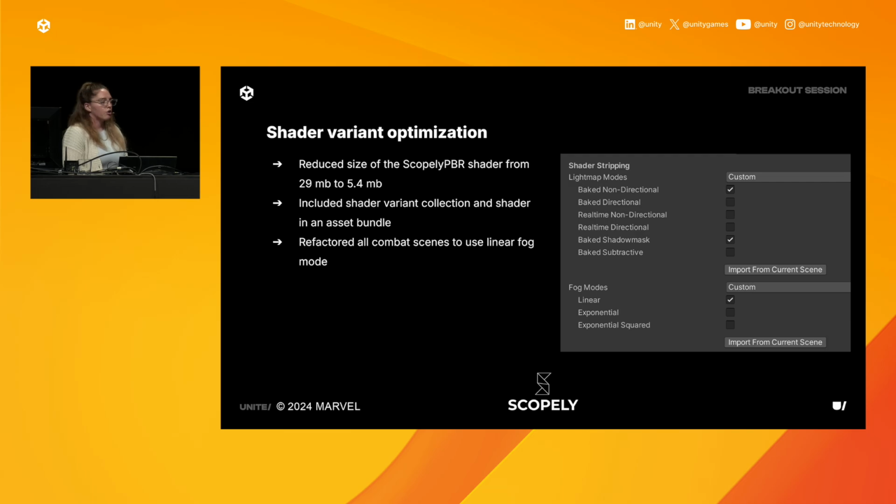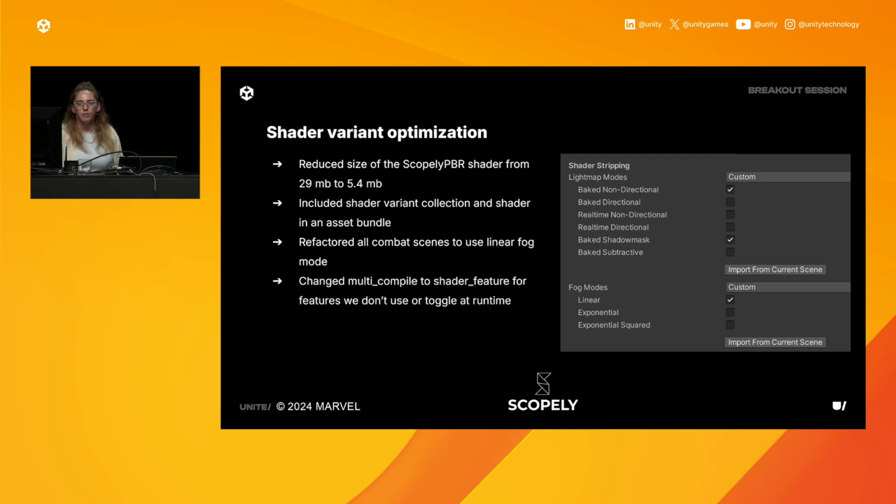So initially we used all 3 of the fog modes, but we found that this was a huge contributor to our total shader size. But we primarily used the linear fog mode. So Chris was able to go back and refactor our combat scenes. We had just a few that used the other 2 modes. Refactored those to use linear, still had great visual quality, and we reduced our total shader size by about 1/3.